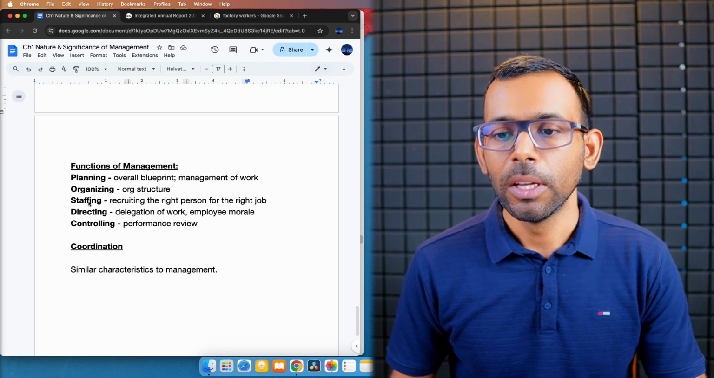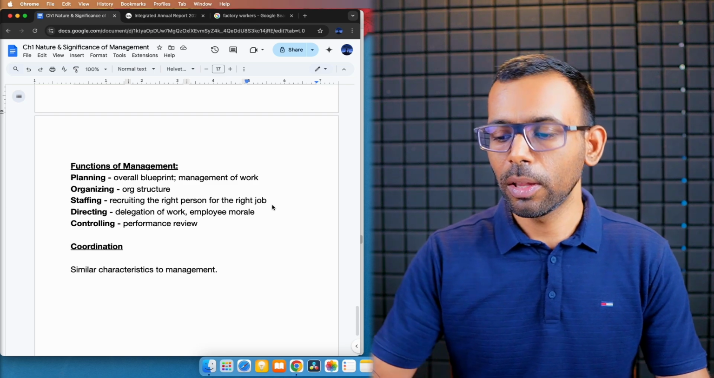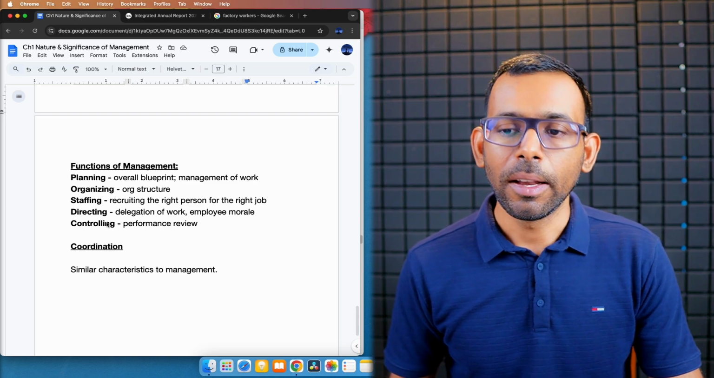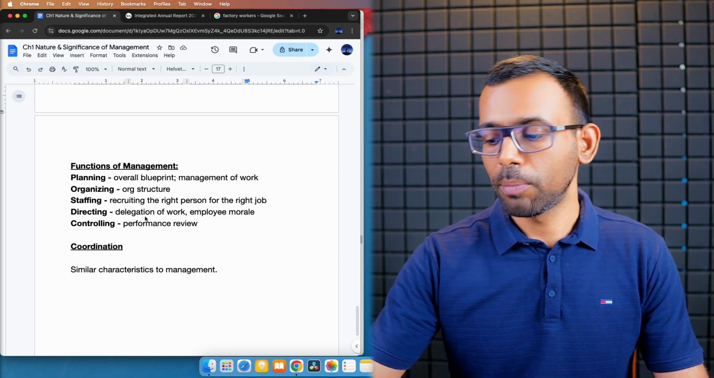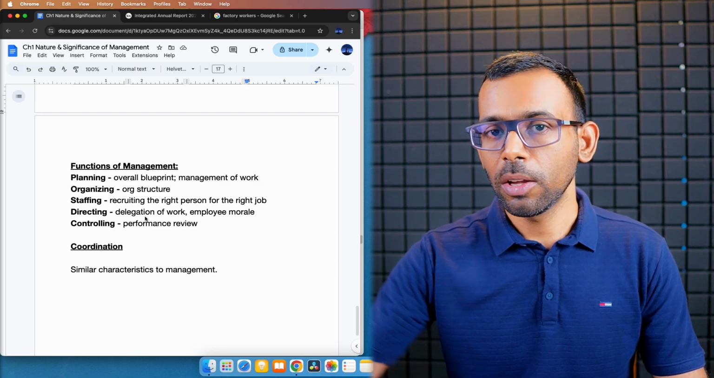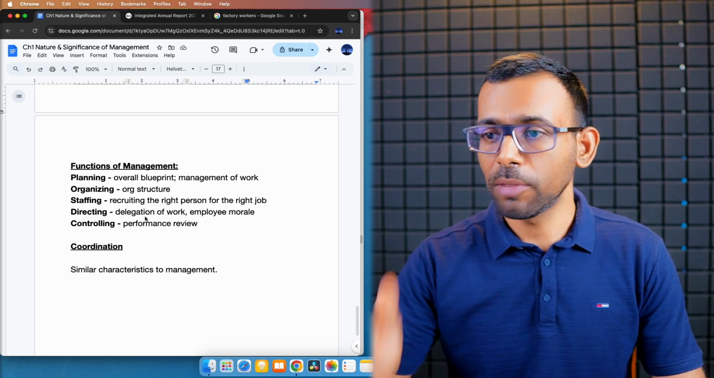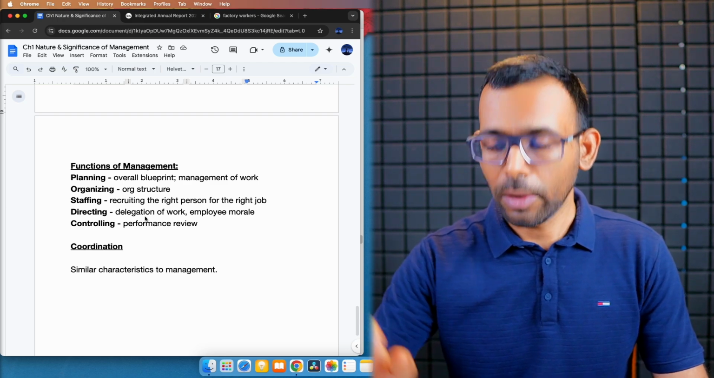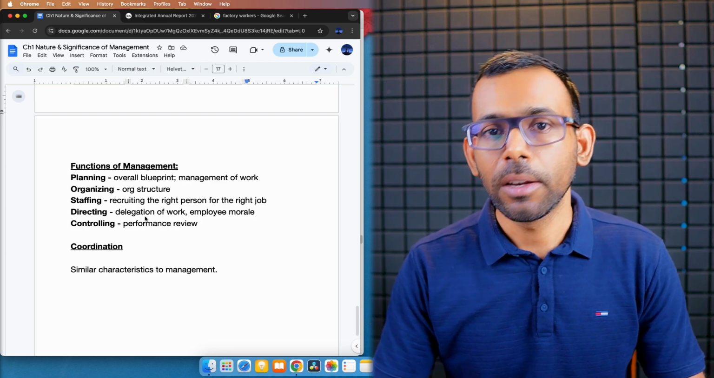And then you have staffing. Staffing is where you decide how to recruit the right person for the right job. And directing is delegation of work. After you recruit that person, he or she is not going to carry out the work on their own, right? They need specific instructions or training on how to do their job properly so that you get your desired result.